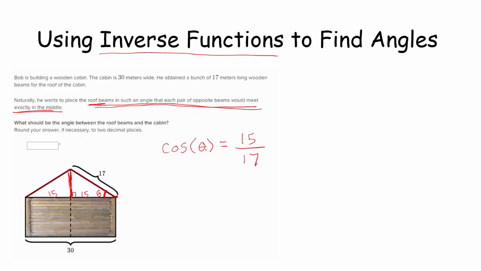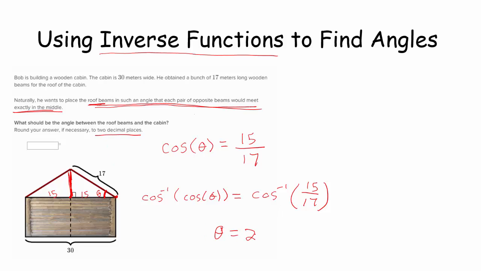So if I want to isolate theta here, I'm going to take the cosine inverse of both sides. I'm going to take the cosine inverse of the left side, and I'm going to take the cosine inverse of the right side. And then on the left side, the cosine inverse of the cosine function will just leave me with theta. And then I can do the cosine inverse of 15 over 17 on my calculator. Since I'm still in degree mode, the calculator is going to give me an answer in degrees. And they want us to round to 2 decimal places.